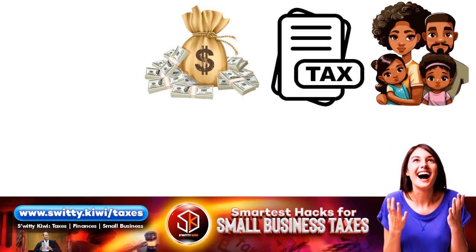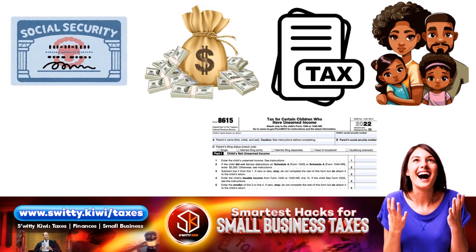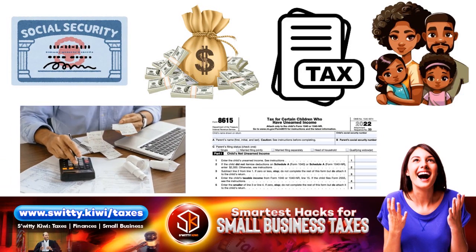Okay, and there is some granularity on the form itself. When you file the form, you need to provide the child's name and Social Security number, and the name and Social Security number of a parent, as well as which filing status the parent is using, such as single, joint, or married filing separately.